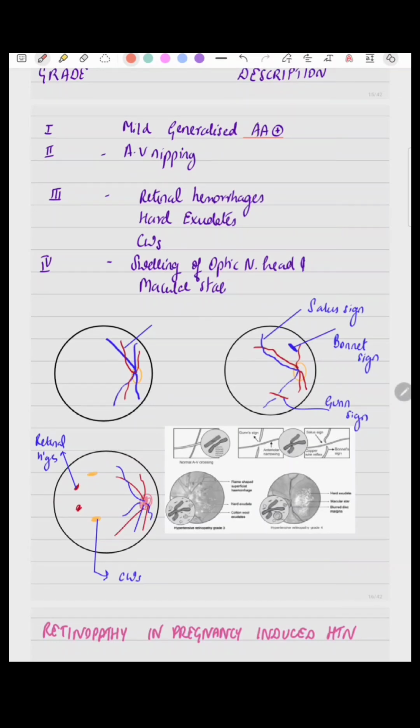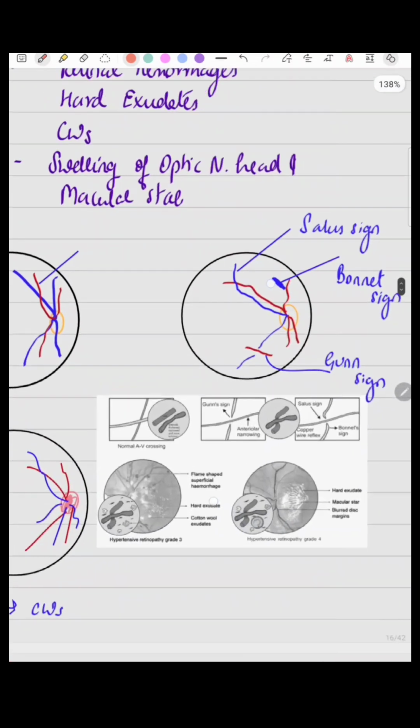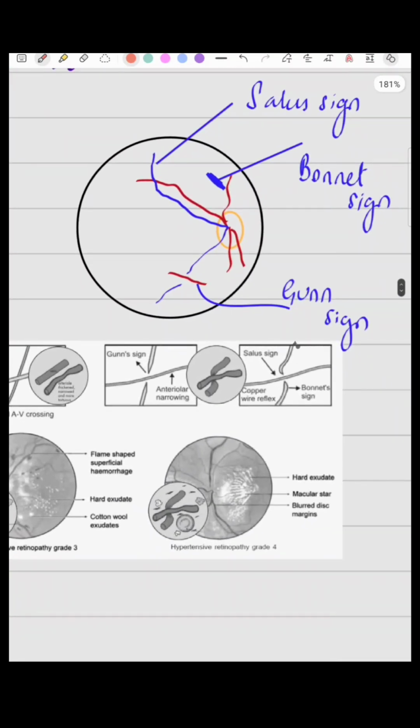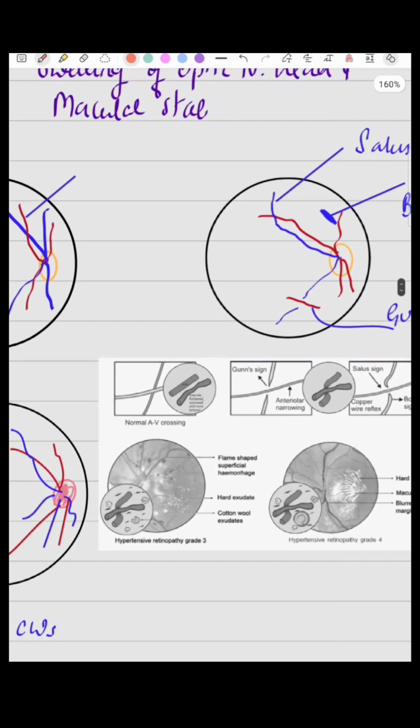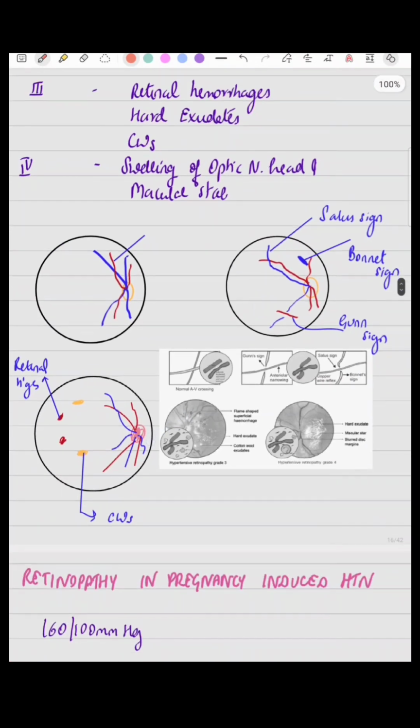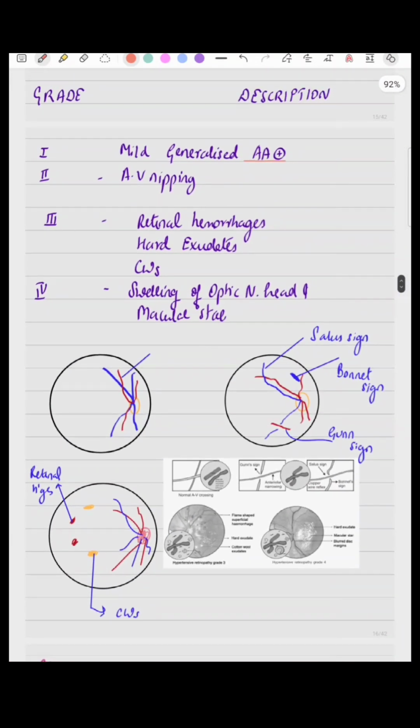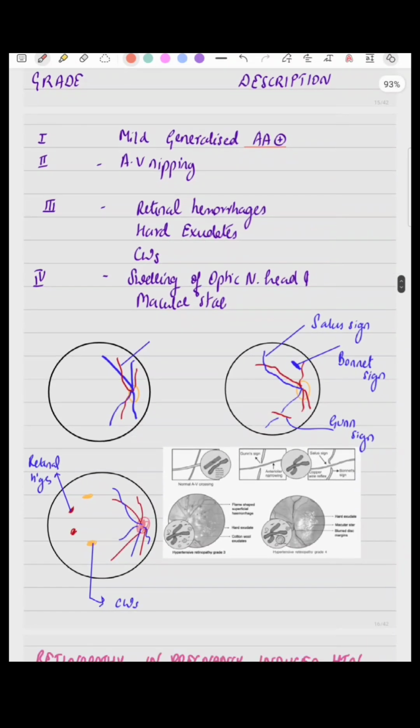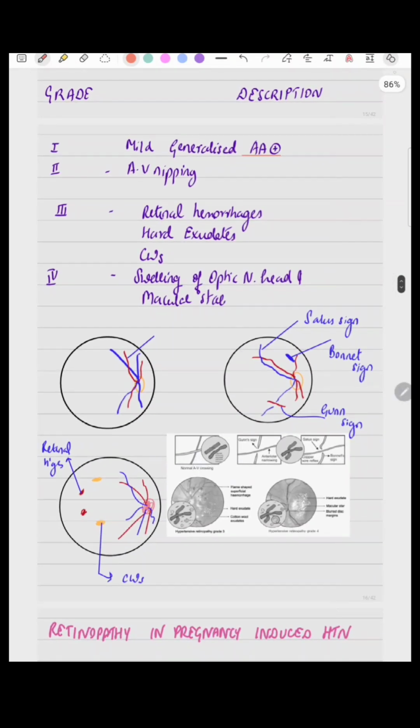This is Salus sign, an S-shaped deflection of the veins at the AV crossing, because of the arteriosclerotic vein. This is a normal AV crossing, and in Salus sign there is deflection of the vein, seen in grade 2. In grade 3, grade 2 changes plus there will be copper wiring of arterioles, Gunn sign, Bonnet sign.